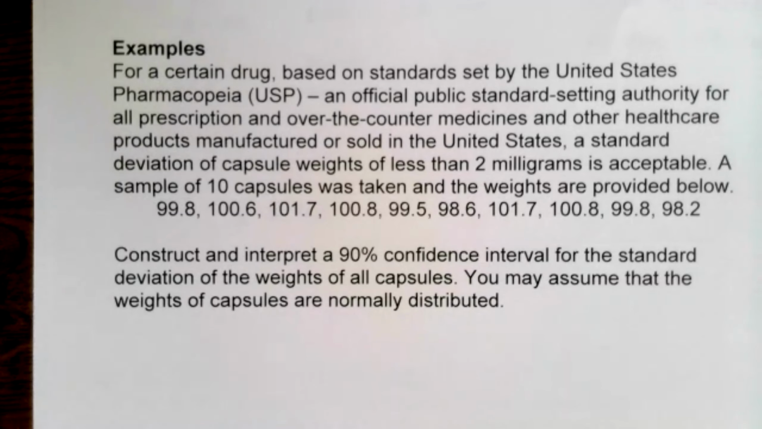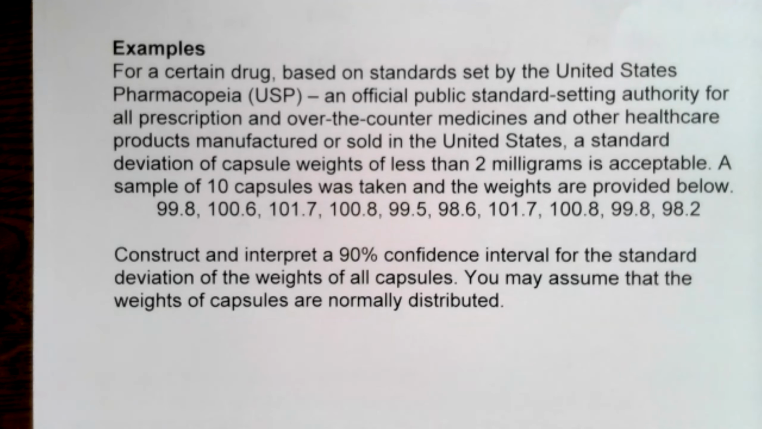Together, let's take a look at this problem. It says, for a certain drug, based on standards set by the United States Pharmacopoeia, an official public standard-setting authority for all prescription and over-the-counter medicines and other healthcare products manufactured or sold in the United States, a standard deviation of capsule weights of less than 2 milligrams is acceptable. A sample of 10 capsules was taken and the weights are provided below. Construct and interpret a 90% confidence interval for the standard deviation of the weights of all capsules. You may assume that the weights of capsules are normally distributed.